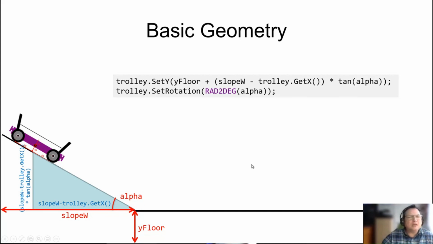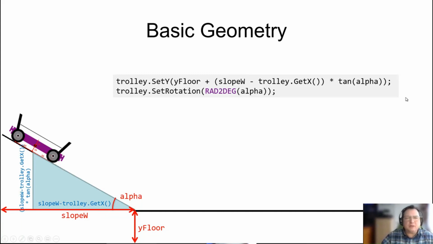And here it is. Sprites in GFC have a very useful function set y, well, set x, set y, and set pos or set position to set x and y at the same time. But we just need to have this y working. So that's it. Set y floor. Don't forget about y floor plus. We have to include this distance here. Plus slope W minus trolley get x multiplied by tangent alpha. Tangent alpha will only be multiplied to this expression in the bracket, not applied to y floor.